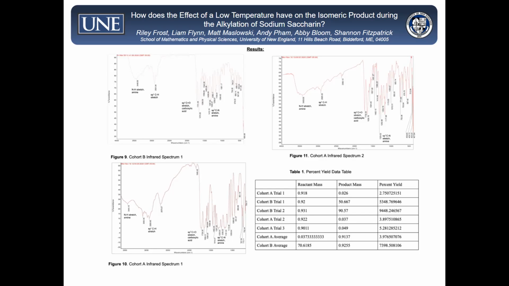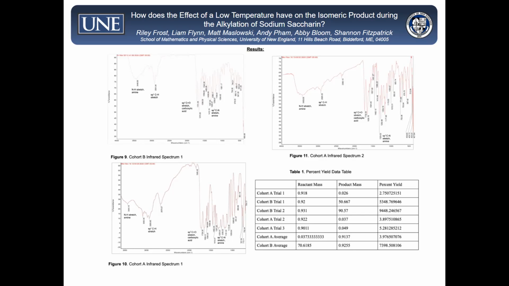Figure 9 is one of the IR spectrums from cohort B. It is a little bit different than those from cohort A, which are shown in figure 10 and figure 11. But this is most likely due to contamination, which I will talk about in a future slide. But in figure 11, we have cohort A's infrared spectrum. And then in figure 10, we also have another spectrum from cohort A.